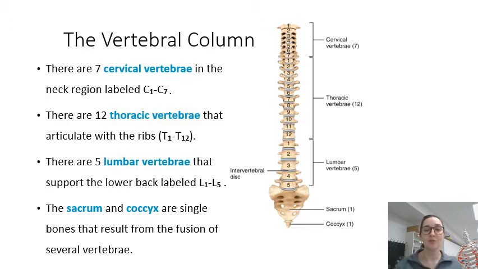And then we've got 2 vertebral bones at the base of the spine down here, and those are going to be your sacrum and your coccyx. These are both triangular shaped bones that form the base of your spine.